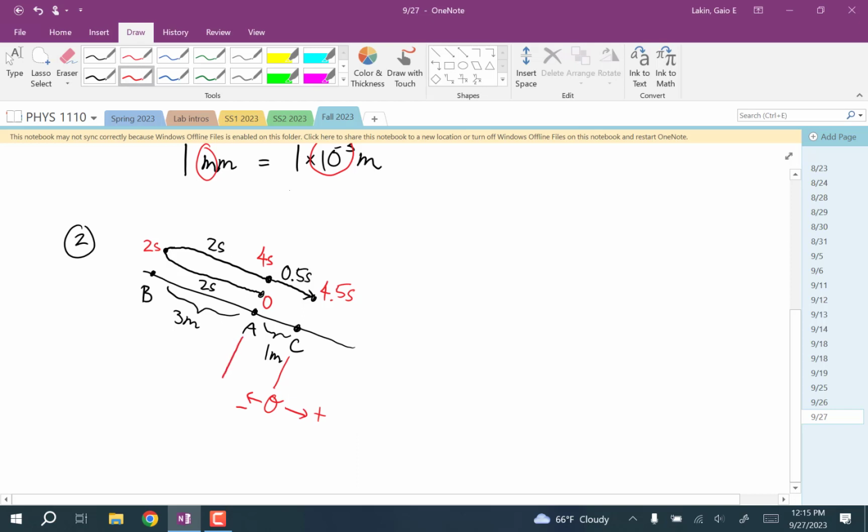Okay, and now we'll label these. Remember that position is, you can think of it as 2 things. The magnitude of the position is how far the thing is from 0, and then the sign tells you which side of 0 it's on. Well, how far is A from C?